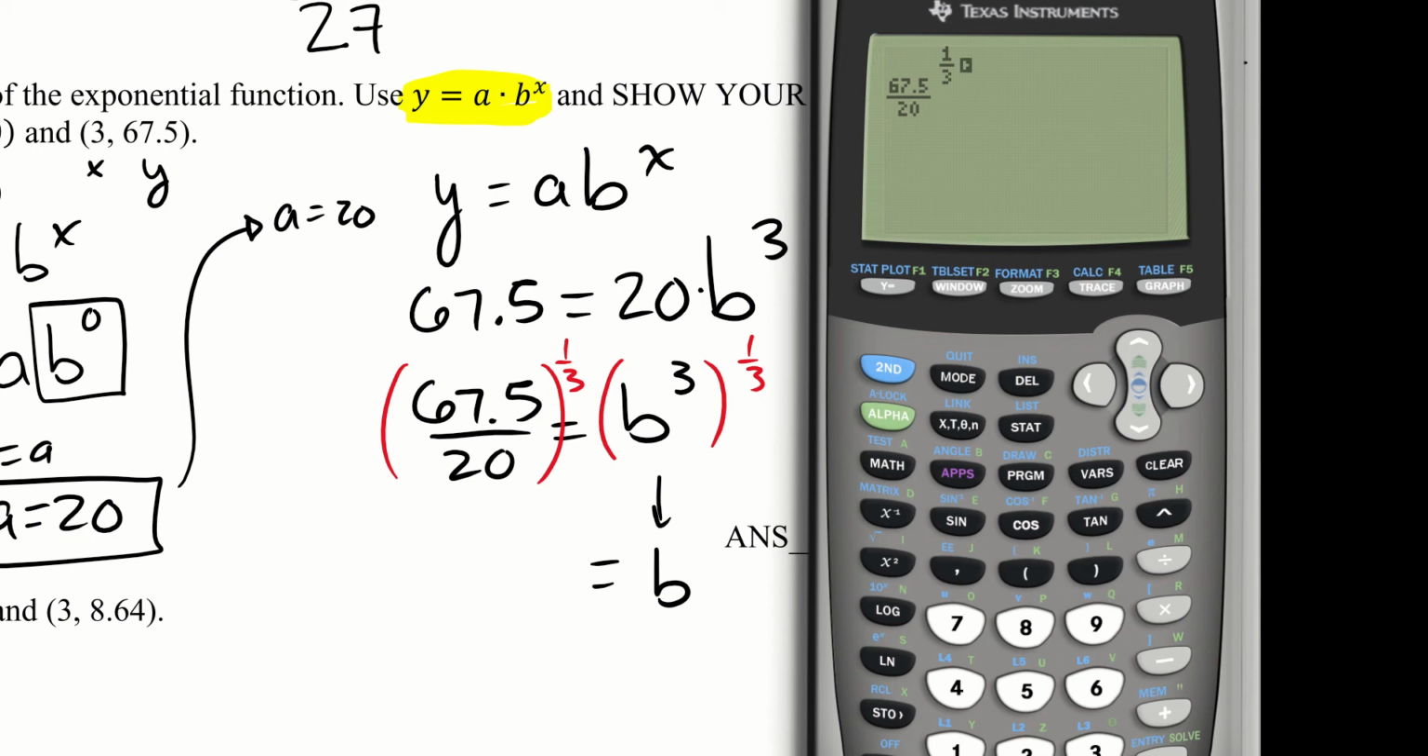This 1/3 was not in the numerator, it's in the whole fraction. I think it would be clearer to put parentheses there, but I want you to see that I get the same answer. So when I press enter, I get, oh, B is 1.5.